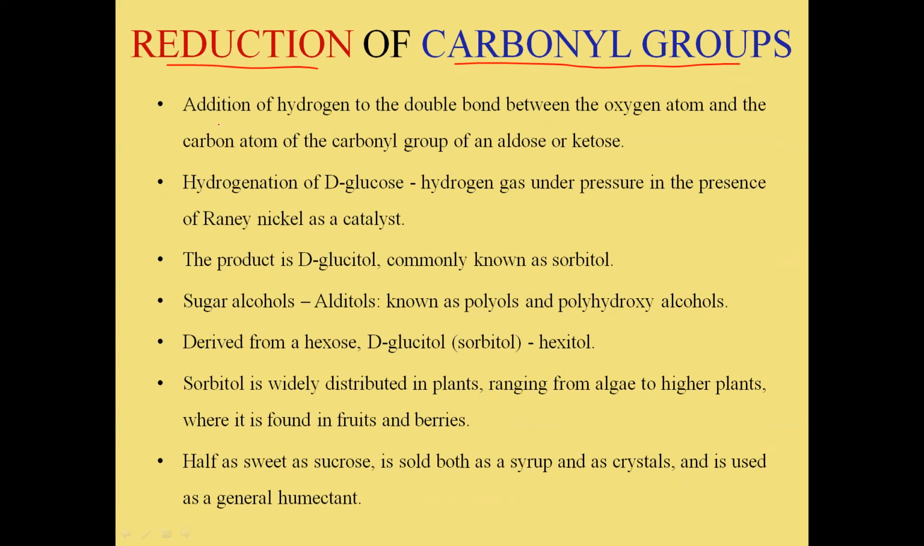So the addition of hydrogen to break the double bond between the oxygen atom and carbon atom of the carbonyl group of aldoses or ketoses is what you call reduction. When we consider D-glucose, the hydrogenation or reduction of D-glucose is carried out in the presence of hydrogen gas under pressure, and the catalyst used is Raney nickel. This is a similar setup to that followed for the hydrogenation of fats and oils also.